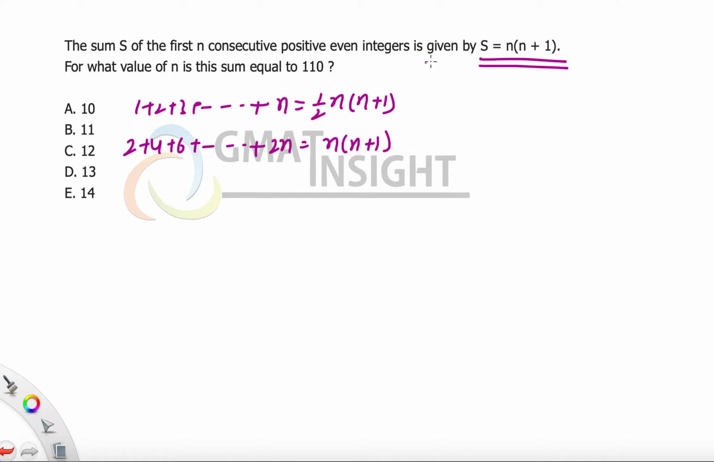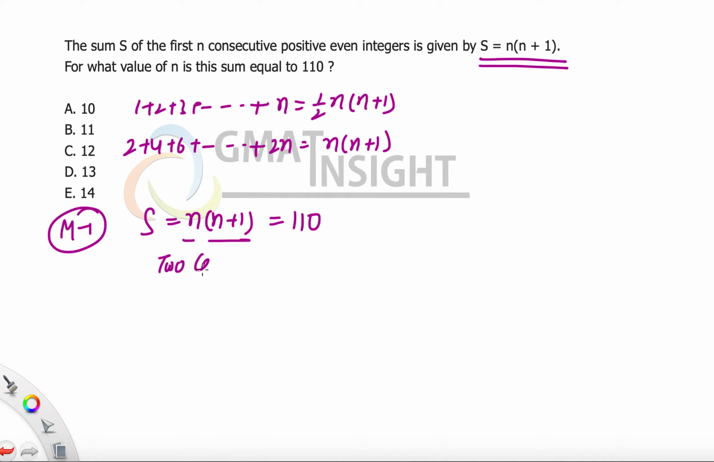Now the next thing is, since we have been given this, method number 1 is very easy. S is given by n into n plus 1, and this is equal to 110. This is an algebraic relationship, a question of an arithmetic progression. Quickly understand that n and n plus 1 are two consecutive integers. So just think whether the product of any two consecutive integers satisfies it. For example, 2 into 3 becomes 6, 3 into 4 becomes 12, 4 into 5 becomes 20, and so on.